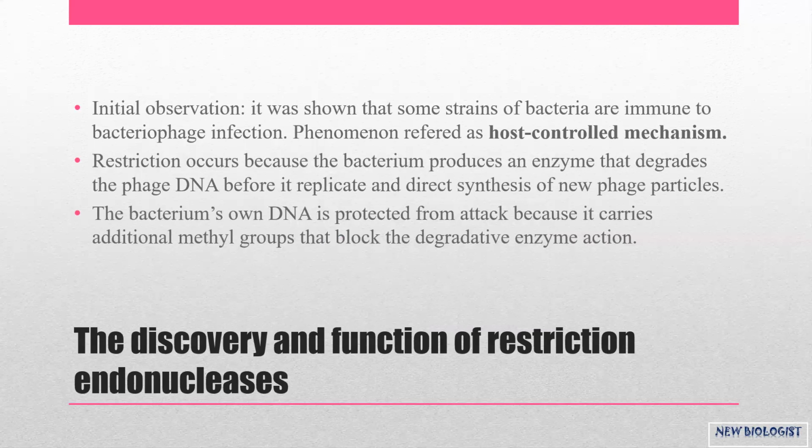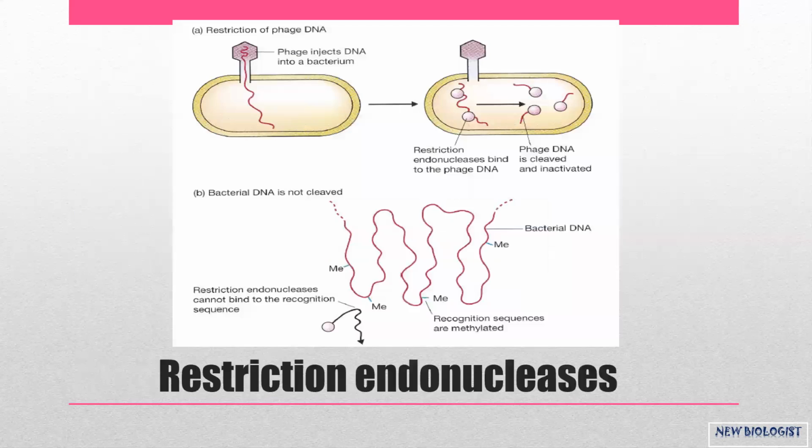There is a very well-known phenomenon: if the restriction enzyme is there, why doesn't it kill its own DNA? Here we are going to learn one basic phenomenon called the host control mechanism. It was observed earlier that when bacteria are infected by a phage, if the bacterium has a restriction enzyme, it will cut the phage-inserted DNA, and you can say immunity is gained. But it does not affect its own DNA.